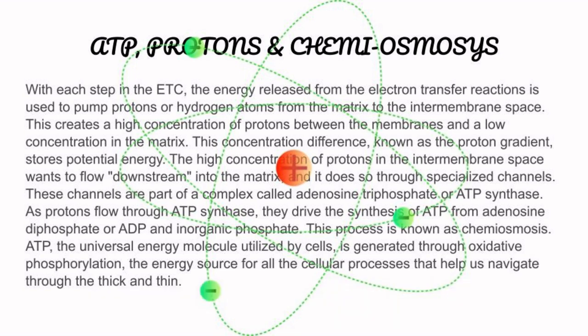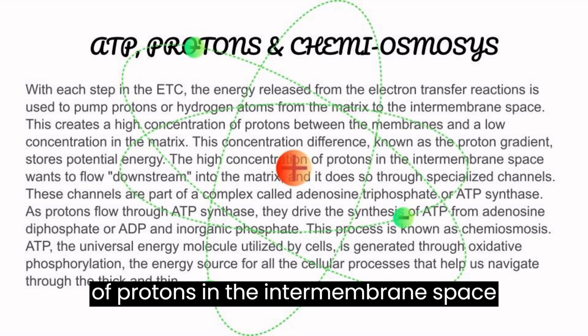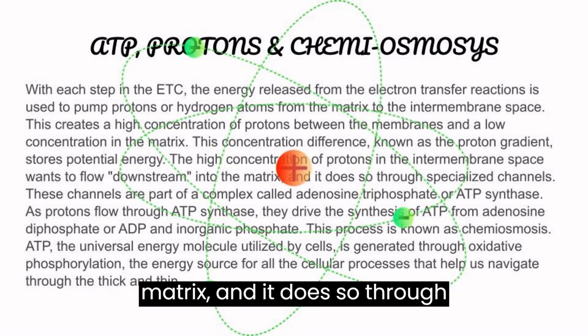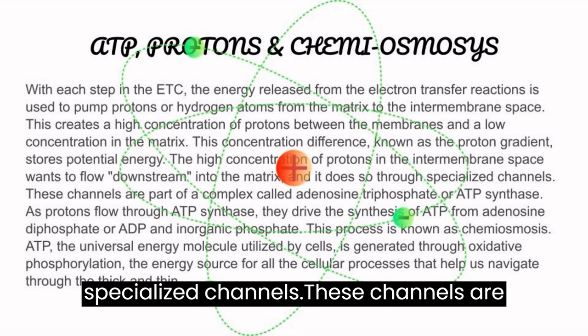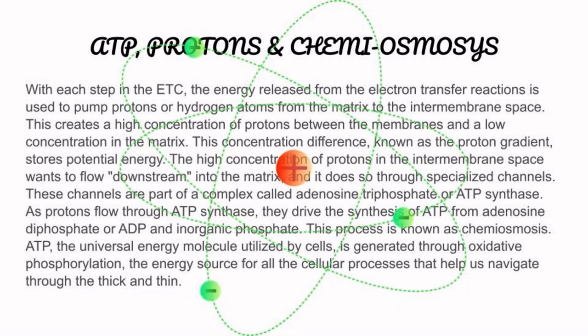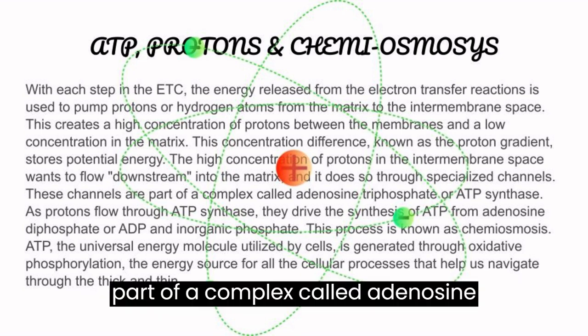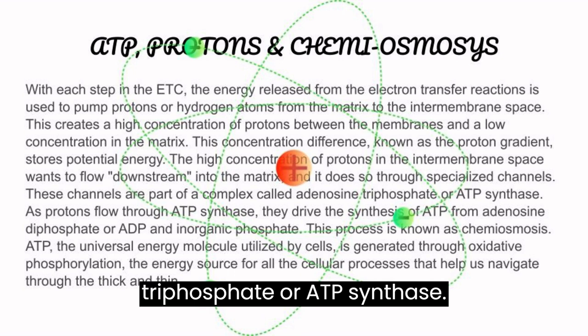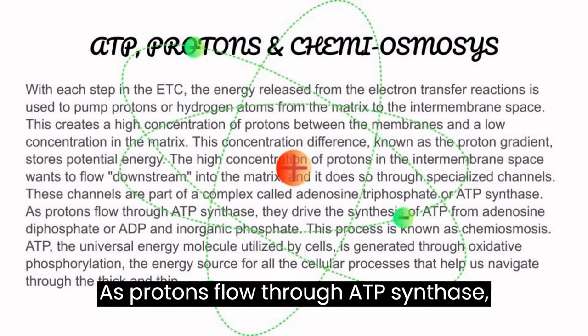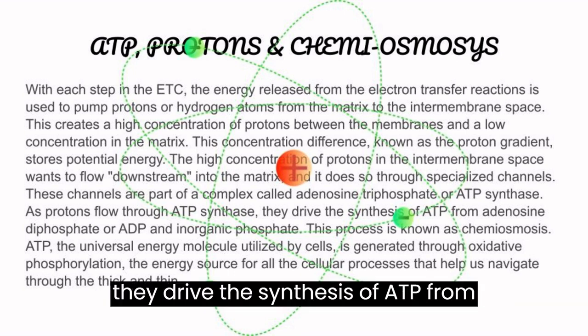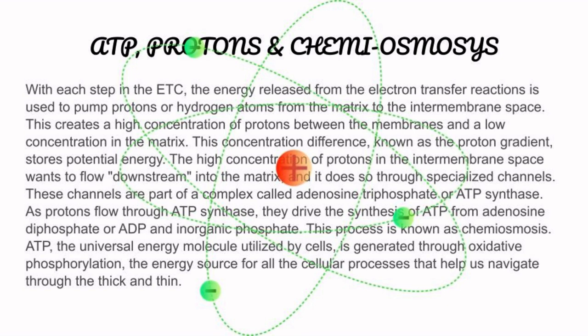The high concentration of protons in the intermembrane space wants to flow downstream into the matrix, and it does so through specialized channels. These channels are part of a complex called adenosine triphosphate or ATP synthase. As protons flow through ATP synthase, they drive the synthesis of ATP from adenosine diphosphate or ADP and inorganic phosphate. This process is known as chemiosmosis.